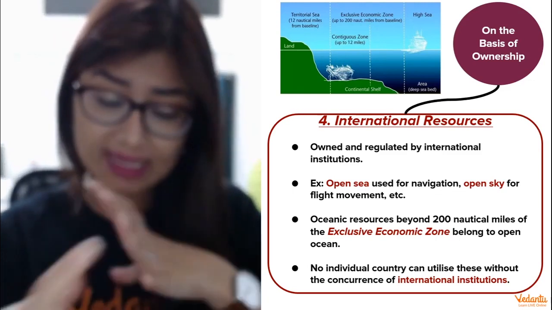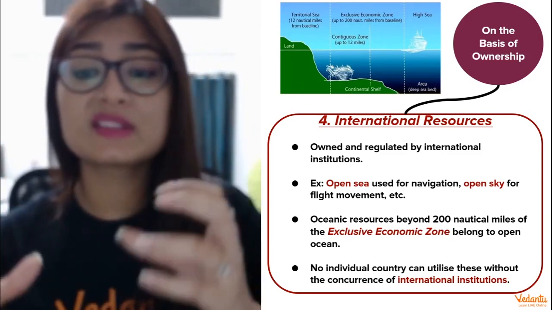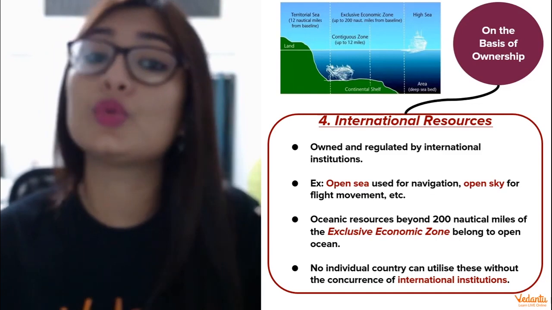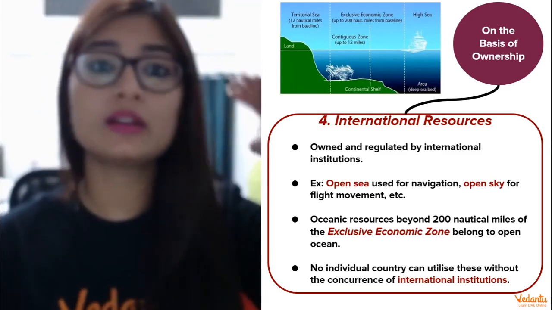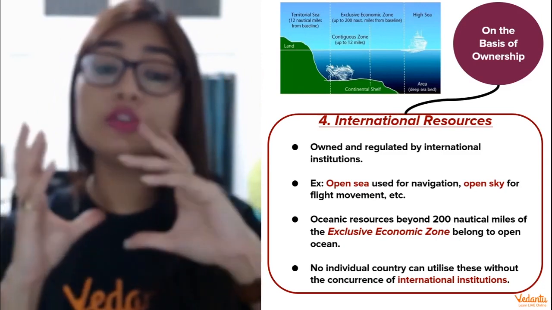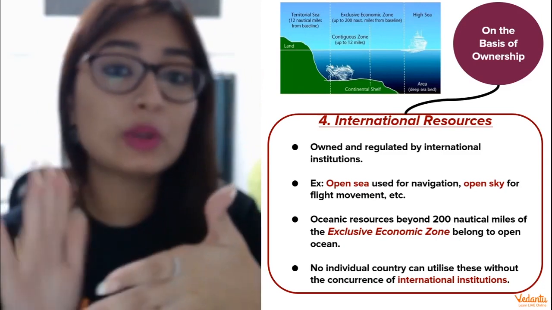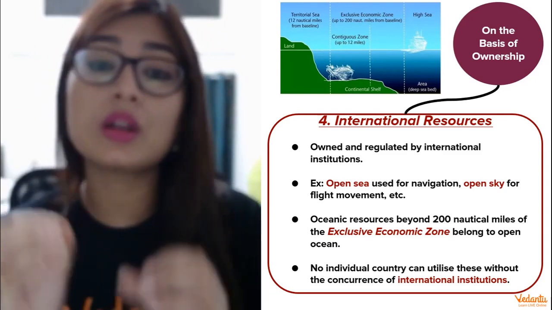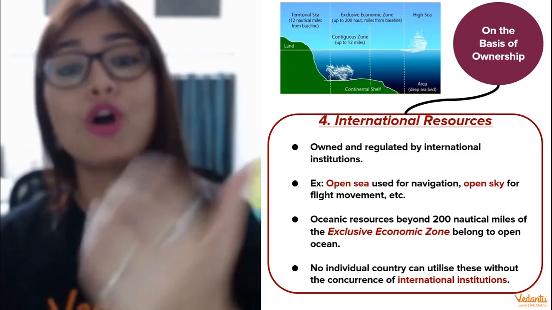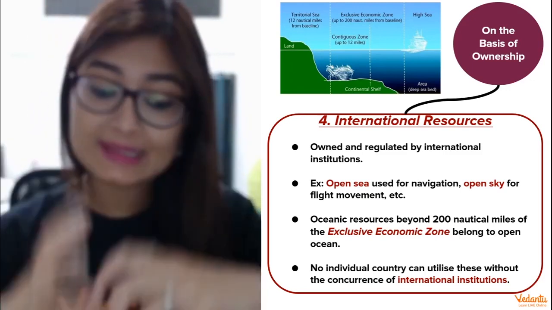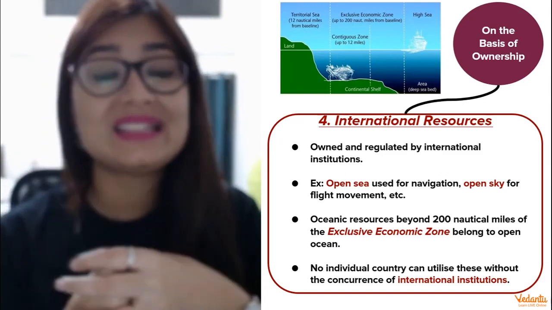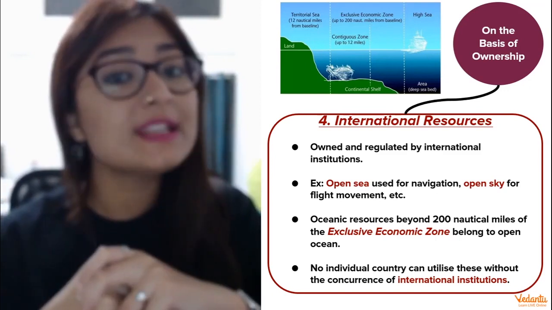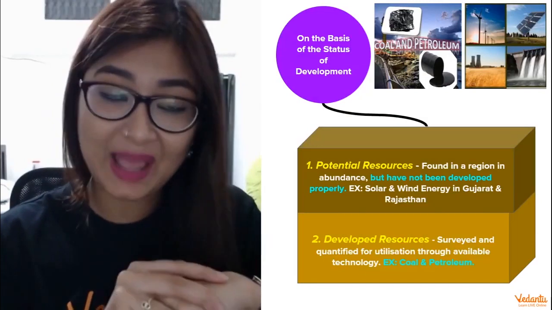Now how do we decide what is the extent of this? So oceanic resources beyond 200 nautical miles of the exclusive economic zone belong to the open ocean. All of that area goes under international institutional control. Okay, and no country, no individual, no group of people or business company is allowed to use those resources without the concurrence, without the permission, without the permit of these international institutions. For example, in the Indian Ocean, in order to mine manganese nodules, India has permission to be there in the open sea. Maybe you can find out what else and where else this happens, right?